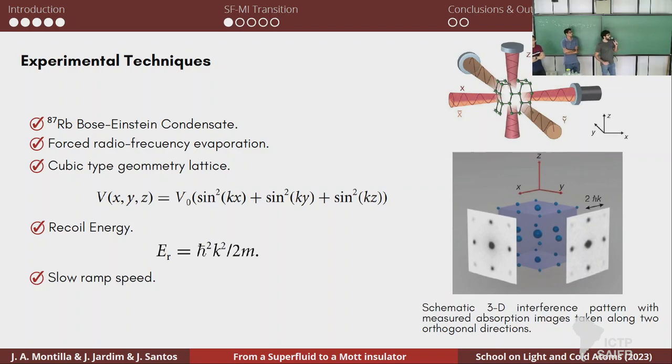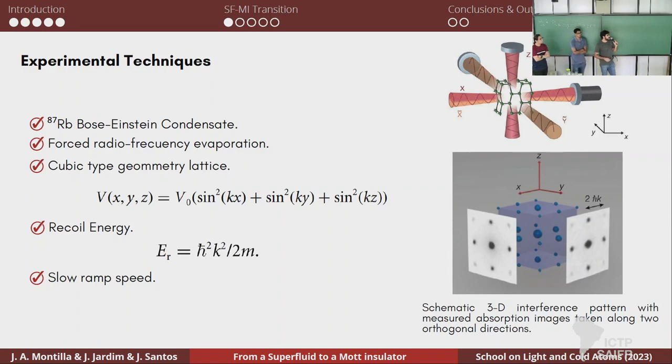The optical lattice was made by three perpendicular standing waves, whose crossing point is in the center of the Bose-Einstein condensate, and the sum of the different standing waves gives a cubic geometry of the lattice that is given by this equation. This V0 here is the depth of the lattice potential, and usually it's written in units of recoil energy, with the expression written right here, and I'm going to use it in the presentation.